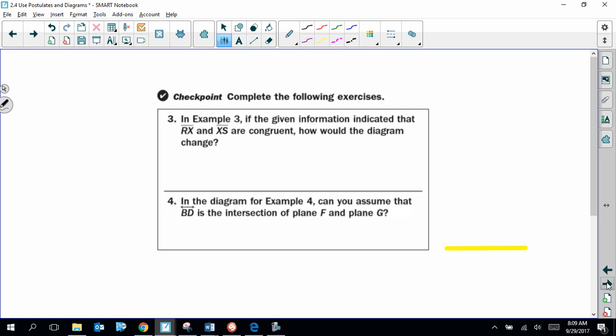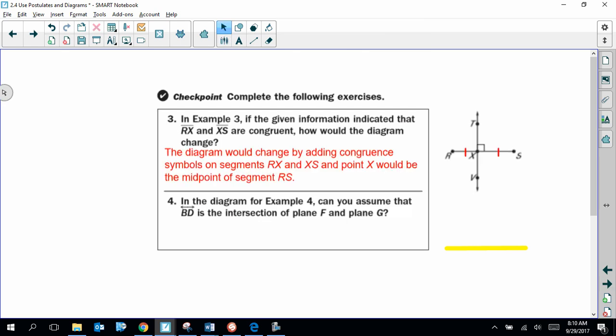So looking back to example 3, if the given information, we have RX and XS, if those were congruent to each other, how would the diagram change? Well, if the segments RX and XS were congruent to each other, I would indicate that with the congruent symbols. And by doing so, if those two segments were the same, it would mean that point X would have to be the midpoint of segment RS.